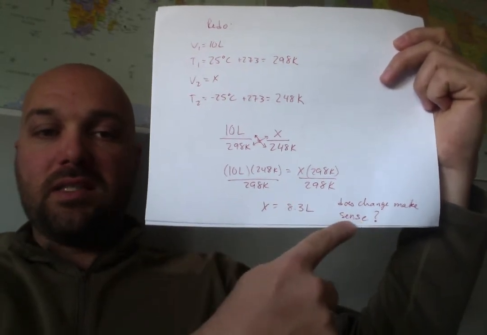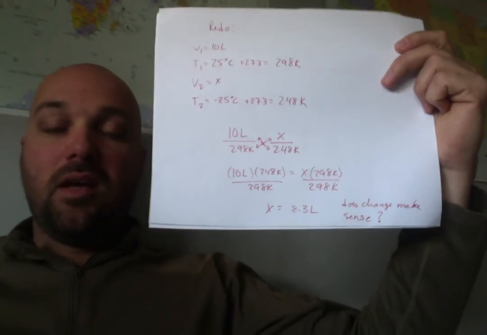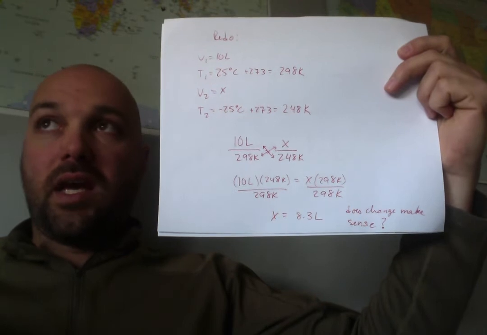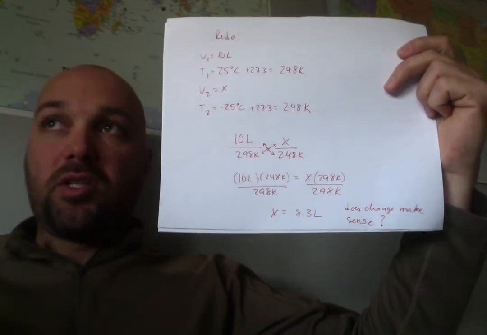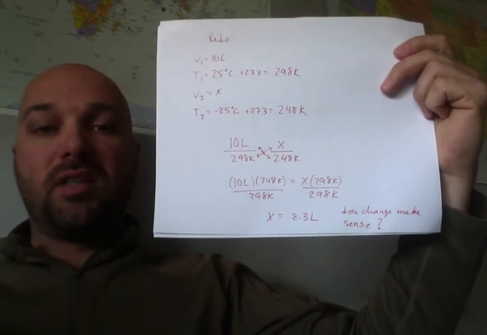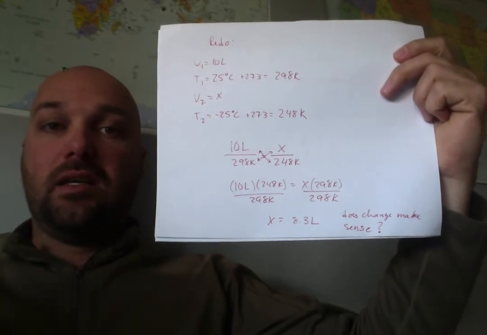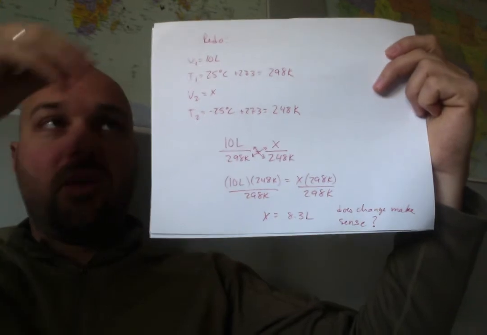Now the question is, does that make sense? Well, temperature going down, lower kinetic energy, the pressure would change, but since the pressure has to be constant, we are going to actually lower our volume. So that makes sense. We're almost done.